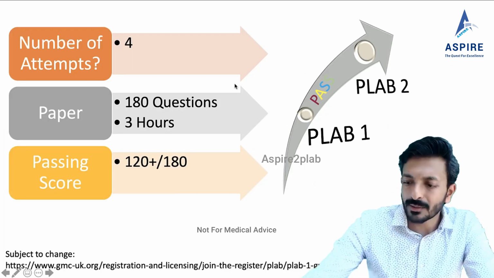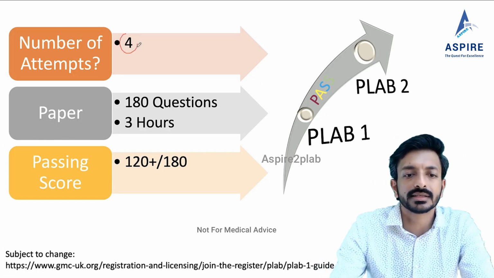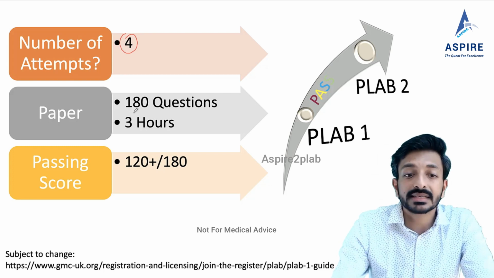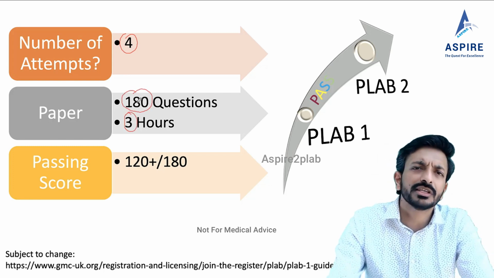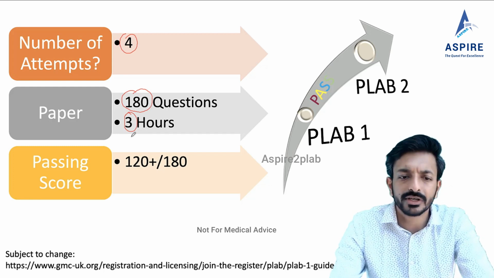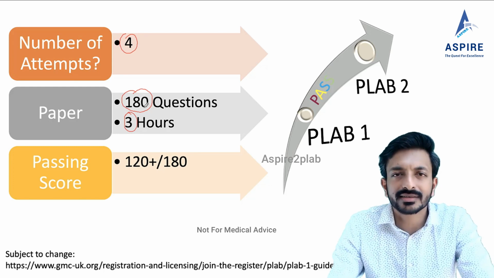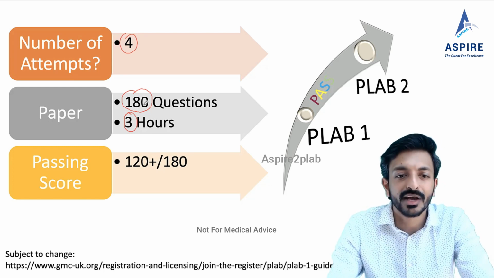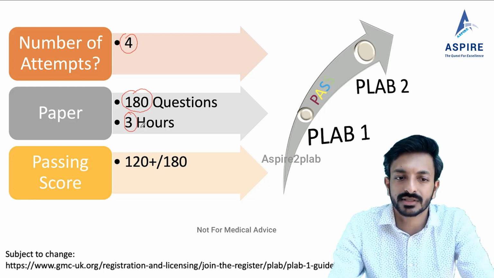So if you consider PLAB1, what we have got, number of attempts, four attempts in this, and it's a paper-based exam, so you'll be having 180 questions, and the time will be 3 hours. Initially it used to be 200 questions, but now they have reduced it to 180, and because of coronavirus they have decreased some more questions, but usually it is 180 questions and a 3 hours paper.